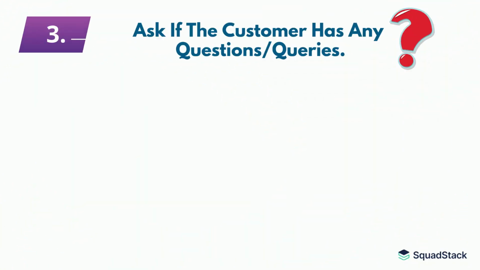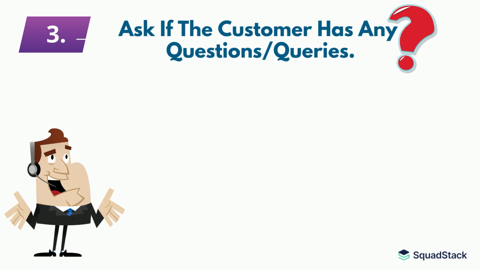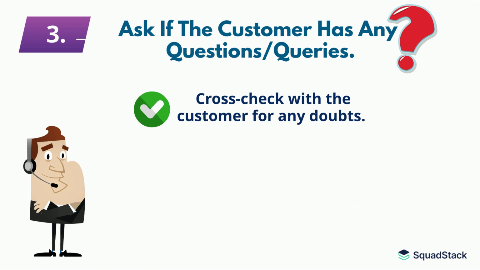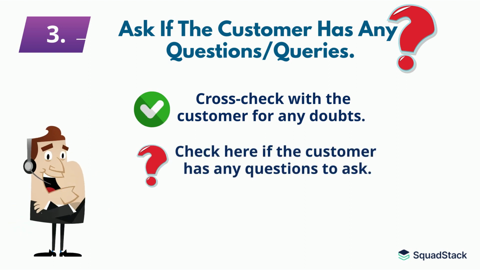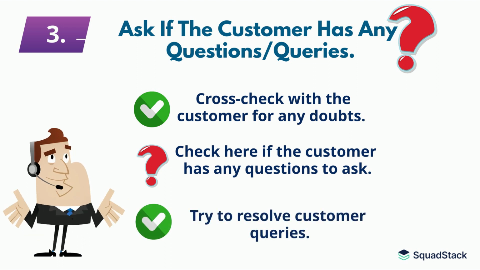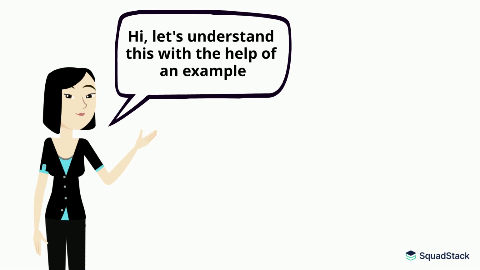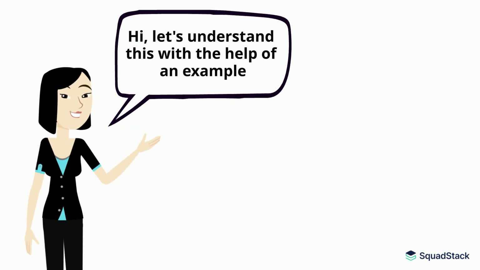Number 3. Ask if the customer has any doubts or queries. At this stage, we are cross-checking with the customer for any other doubts or queries that he might have skipped in the call. Check here if the customer has any questions to ask. If yes, then try to solve the customer's query. If the customer is okay, then proceed further to closing the call. Let's understand this with the help of an example.